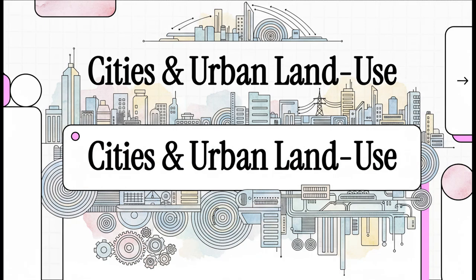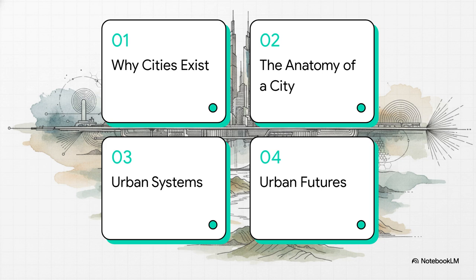All right, welcome to our deep dive on one of the coolest topics in AP Human Geography Unit 6. We're talking all about cities, how they get started, what makes them tick, and what's next for them. Okay, so here's how we're going to break this down. First, we'll look at the big picture. Why do we even have cities? Then we're going to zoom way in and look at how a city is built. After that, we'll explore the systems that keep everything running. And finally, we'll tackle the huge challenges and really creative solutions that are shaping our cities right now.